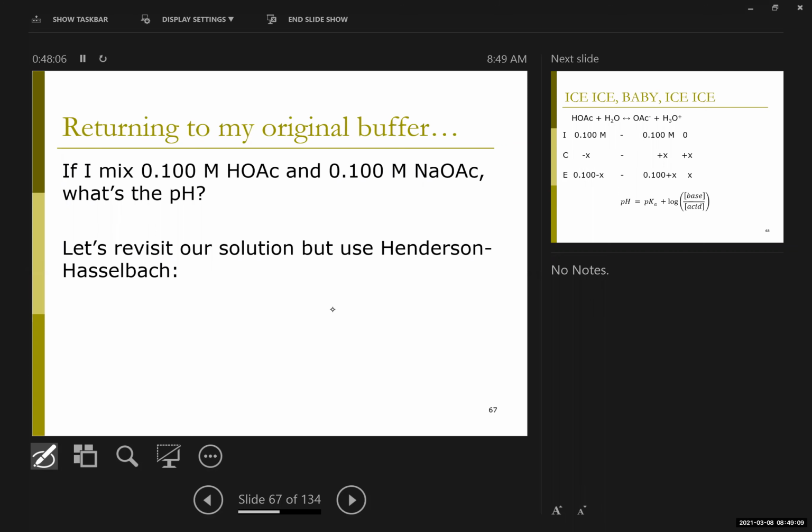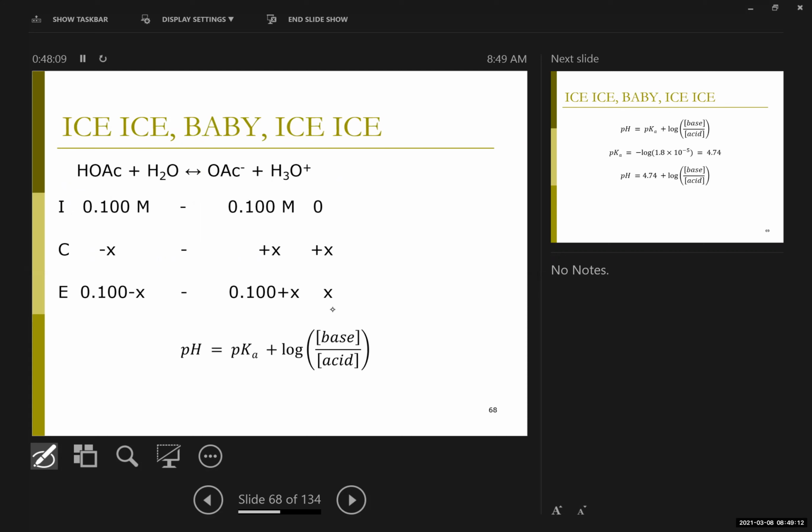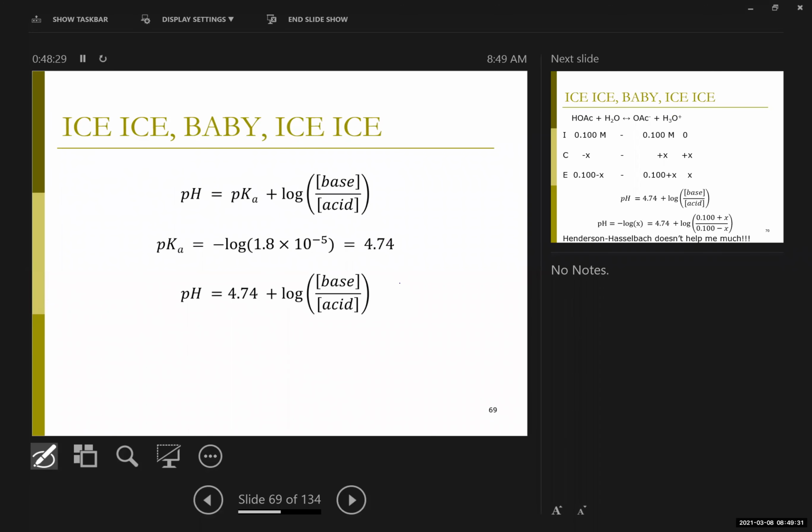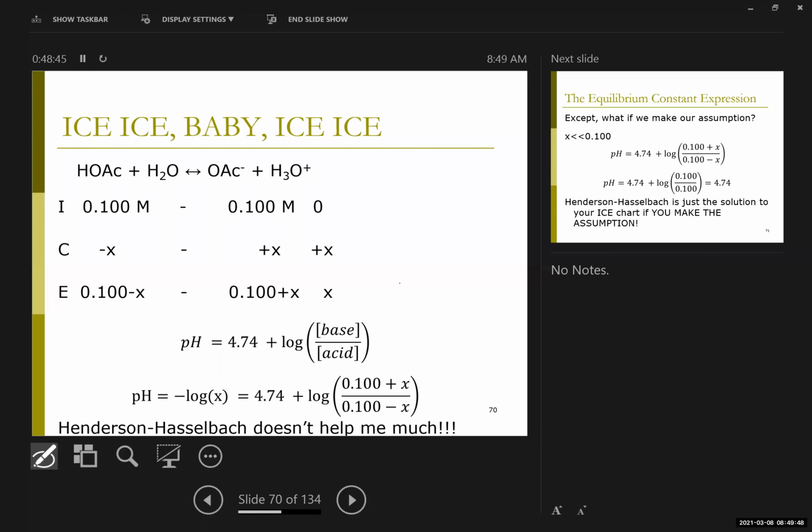Ultimately, here's my original problem, and here's my ice chart. Henderson-Hasselbalch is the Ka equation, which means technically speaking, it's these concentrations. The pKa is just the negative log of the Ka if we want to put a number in there. Since the Ka is 1.8 times 10 to the minus 5, if you take the negative log of that, you get 4.74. And what I really have left is the somewhat unhelpful log of all my equilibrium concentrations.